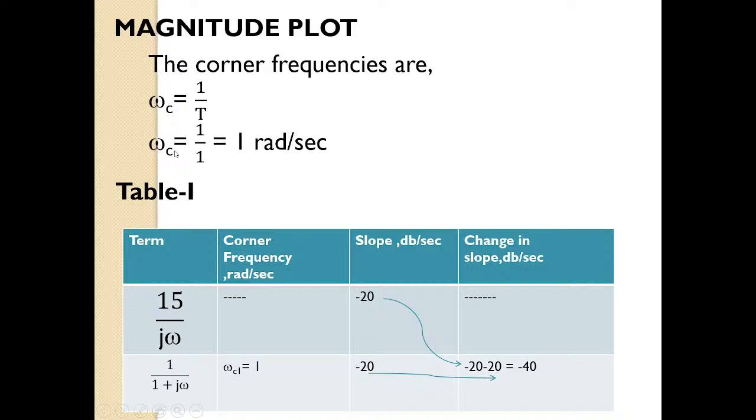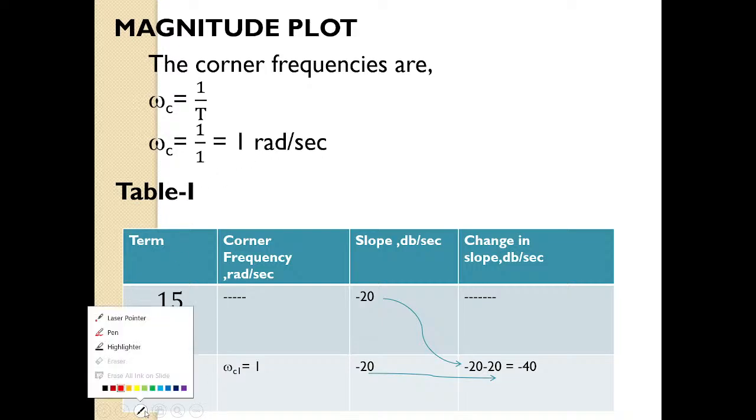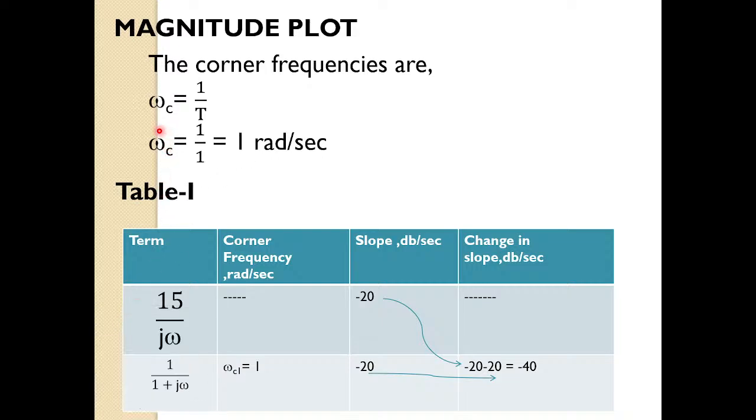Simply writing omega c is more than sufficient. So omega c equal to 1 by 1, that is equal to 1 radian per second. So corner frequency, what did you get? Corner frequency omega c equal to 1 radian per second.